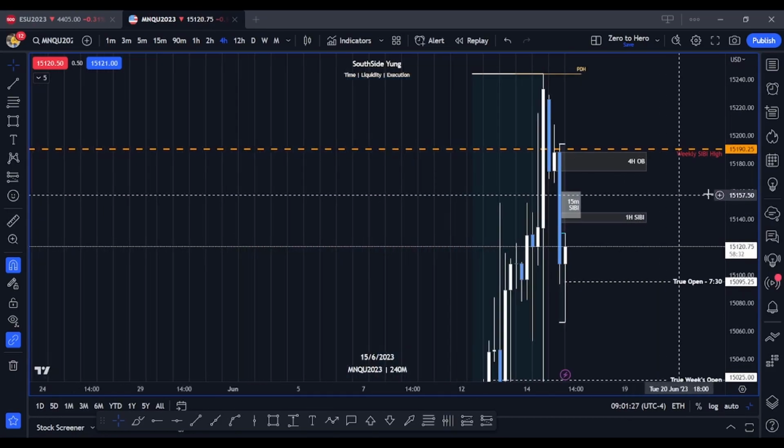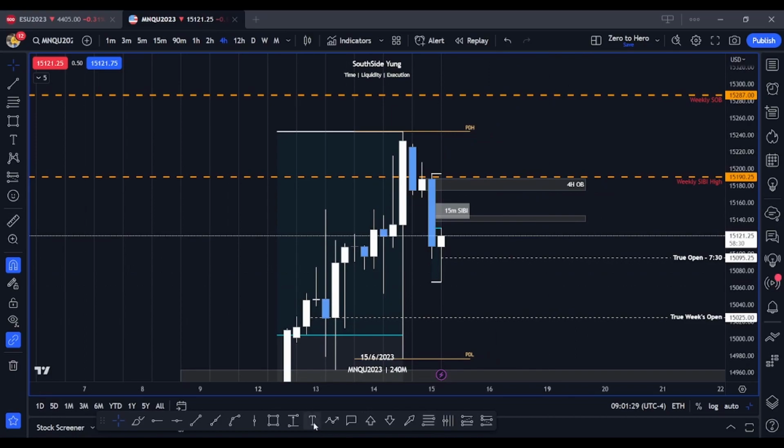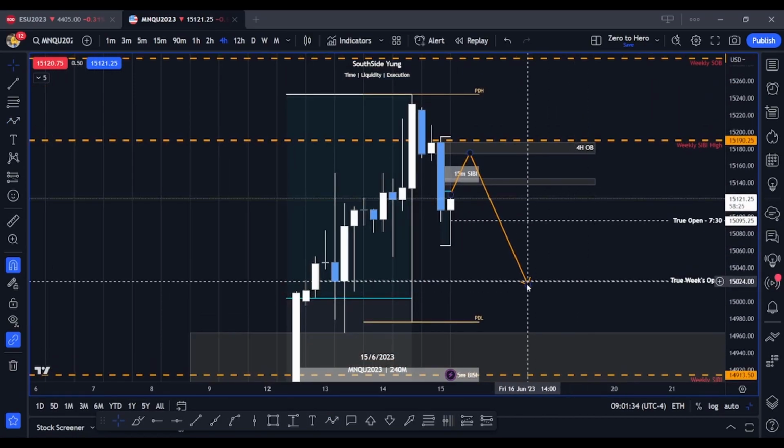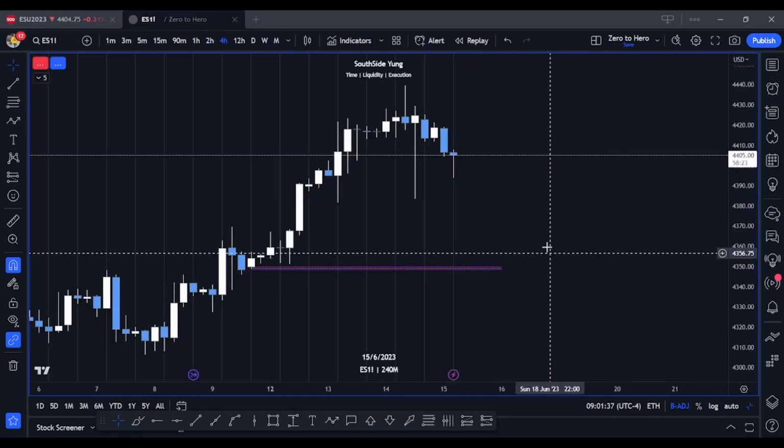But other than that, if we come down, it looks like we have a change of state of delivery, not gonna lie. Something like that. Yeah. That's a dump.